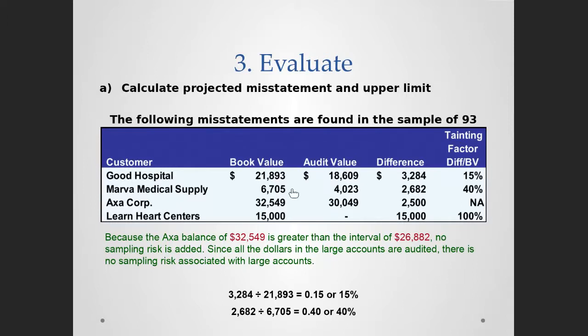Right? So we have these 3 numbers. Same with Marva. Book value is 6,705, audited value 4,023. The difference is 2,682, and the difference is 40%. Again, same calculation: difference divided by the book value equals 0.4 or 40%. And then here, no calculation is needed. As you see, 15,000 and it's 0, so it's a 100% error. So do you understand the first one, second one, and the fourth one? We'll come to the third one.